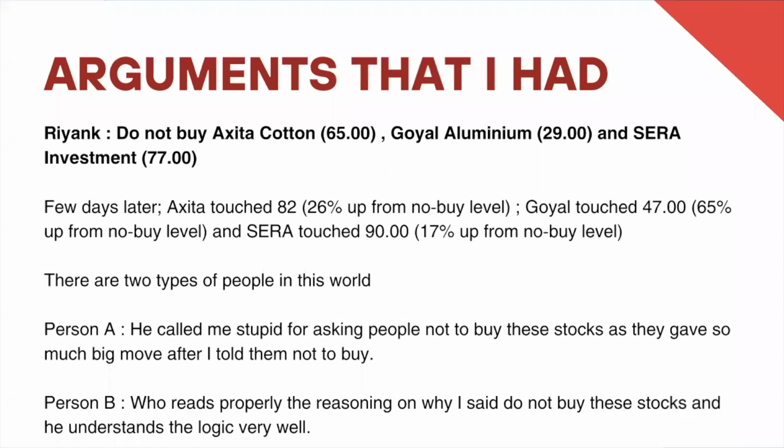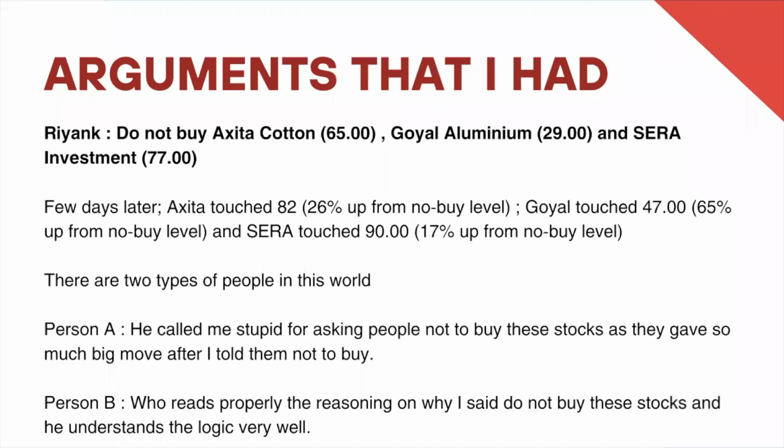Okay. So now let me tell you, there are two types of people in this world. One is person A. Person A will call me stupid. He will say, this guy is crazy. He told us not to buy these stocks, and these stocks have moved up so much after he told us not to buy. The stock is 26% up. The stock is 65% up. The stock is 17% up. And you are saying not to buy it.